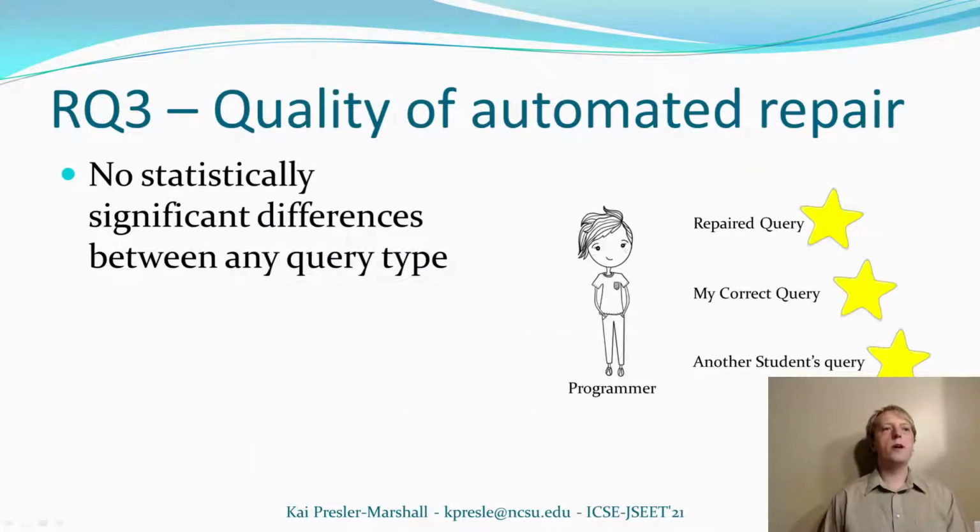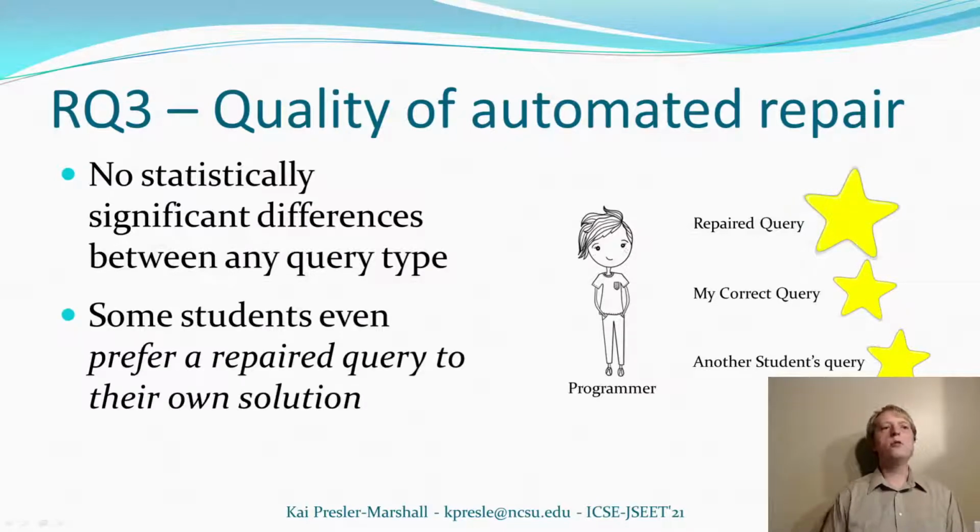Finally, for RQ3, the quality of the automated repairs performed by our tool. We observe that there is no statistically significant difference between any query types that were present, thus suggesting that students find all of the queries to be equally acceptable solutions for solving a problem. However, some students even preferred a repaired query from our tool to their own solution for a problem, thus suggesting that automated repair may be helpful for giving students another option to visualize when peer discussion and comparison is unavailable.